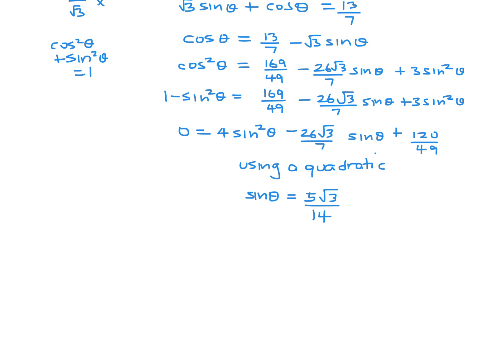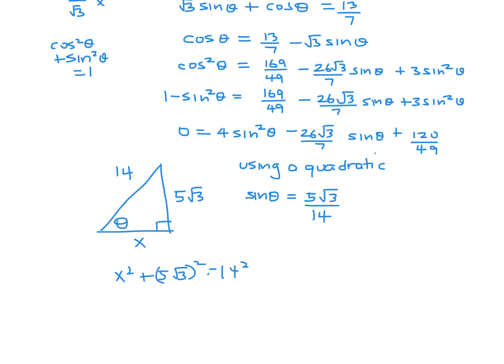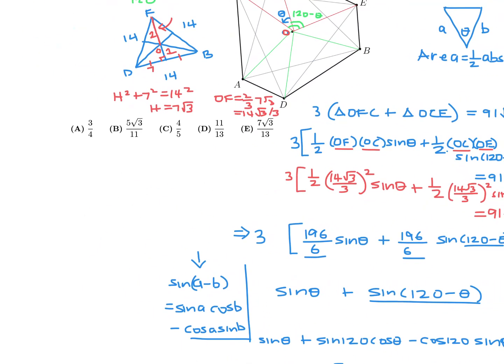So that means that you have a triangle, a right triangle, and this is theta. Sine is 5 root 3 opposite over hypotenuse. Using Pythagoras, you can easily get the value for x. You'll get x equal to 11. So therefore the tan of theta is opposite over adjacent, so it'd be 5 root 3 over 11, and that would be choice B.